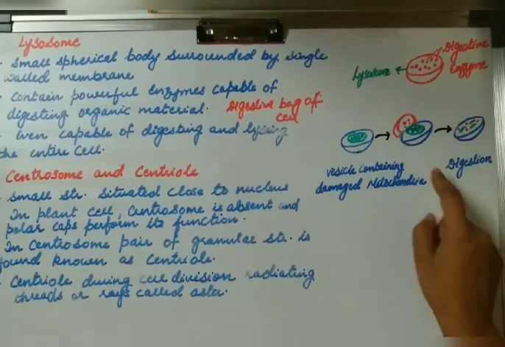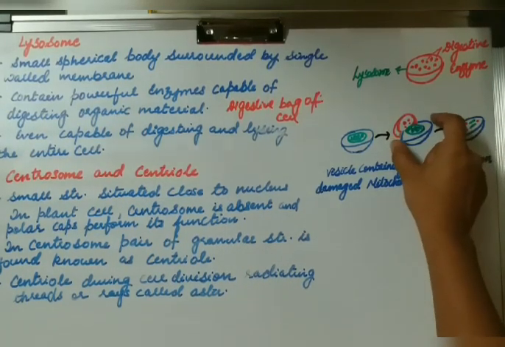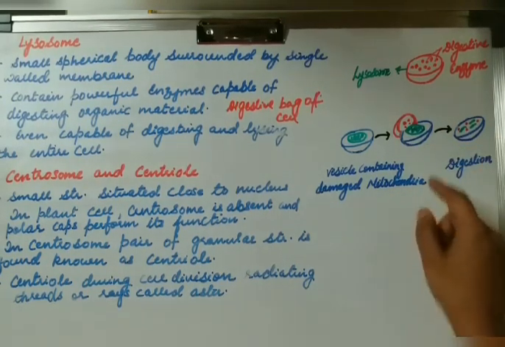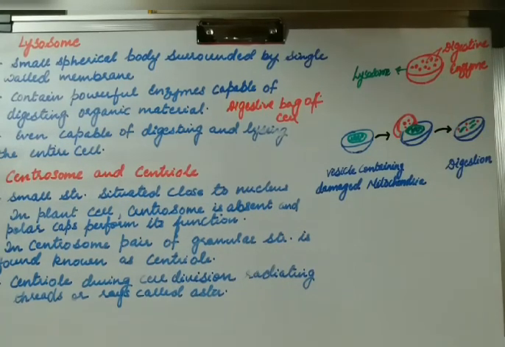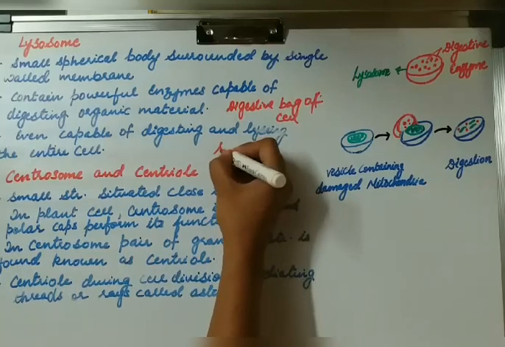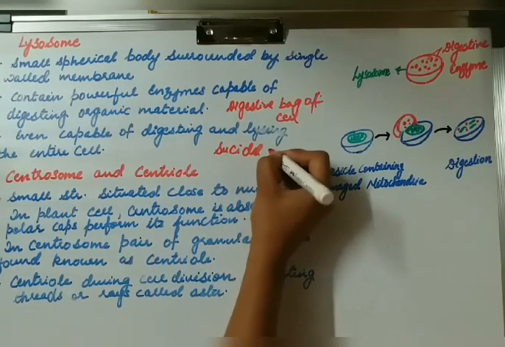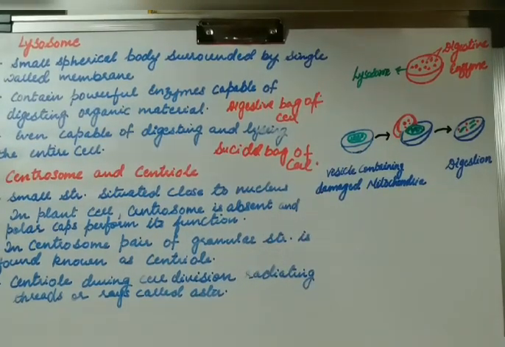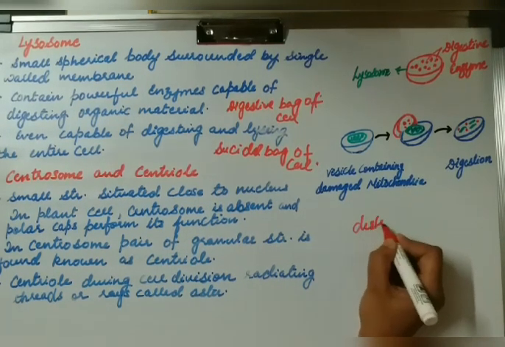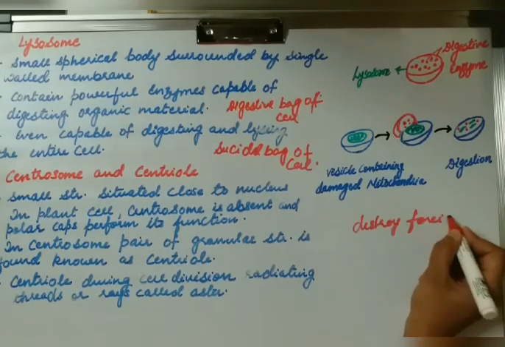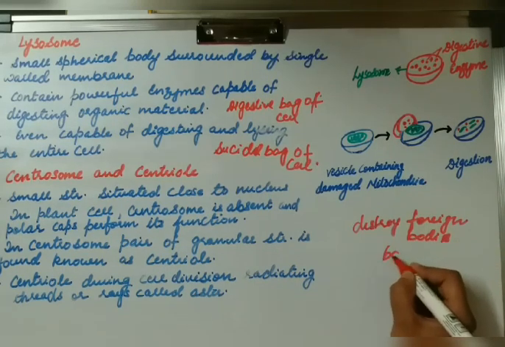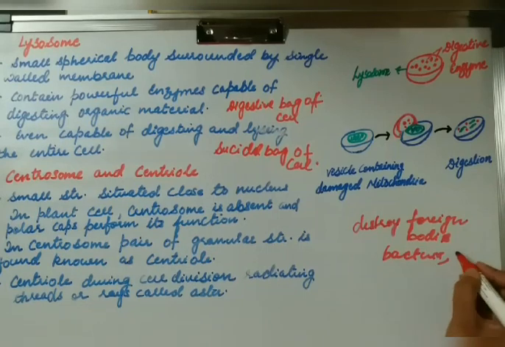Even the lysosome is capable of lysing the entire cell. The entire cell can also be digested or lysed by this lysosome. For this reason, it is known as the suicidal bag of the cell. Lysosomes can also destroy foreign bodies such as bacteria, damaged cells, etc.